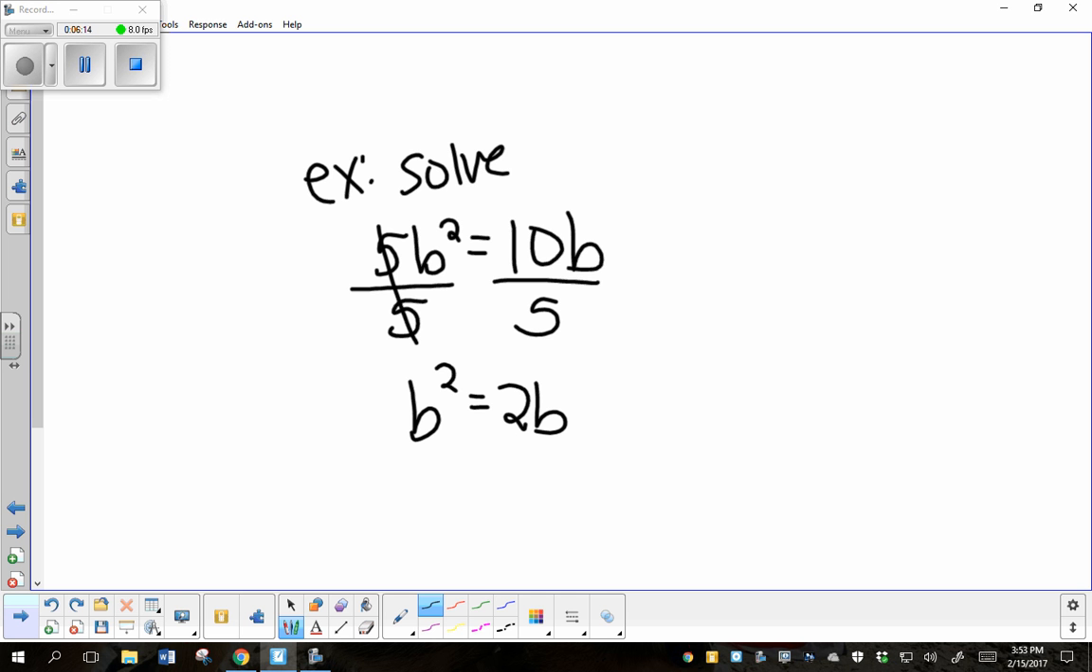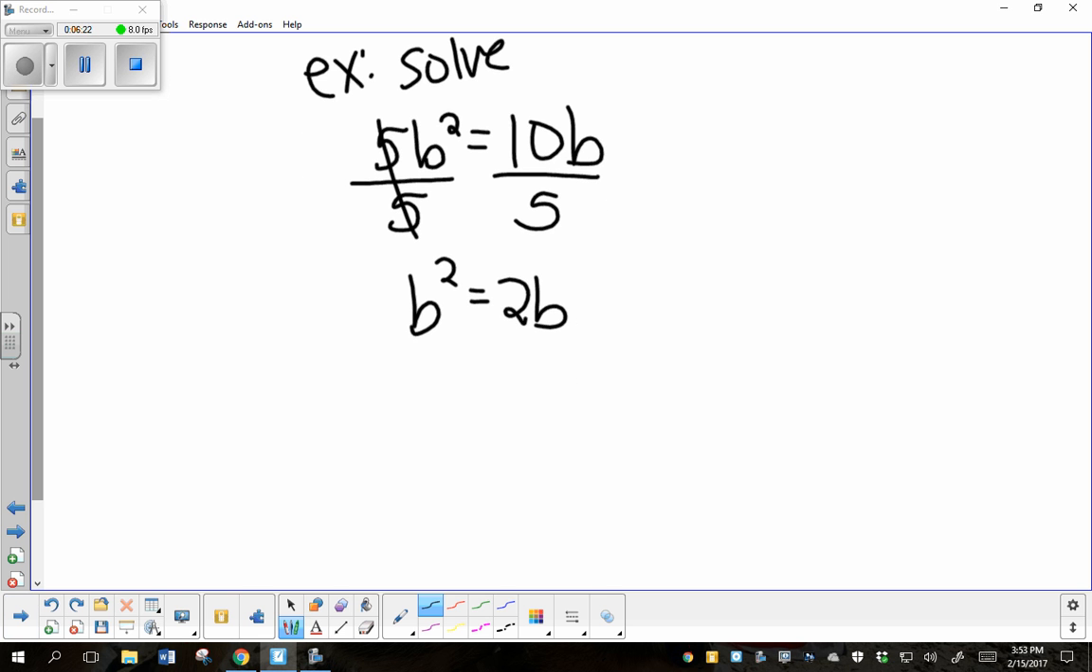Now, if I didn't know how to factor, I don't know what I would do from here. I can't combine my b's together. I could get them all on one side, but I can't combine them together and then try and get b by itself. So what I'm going to have to do here is factor it after I set it equal to 0.